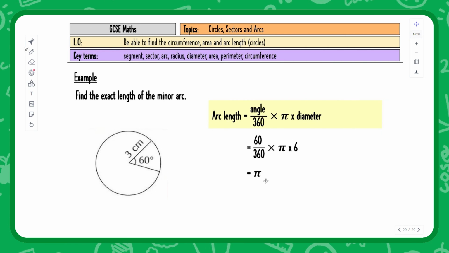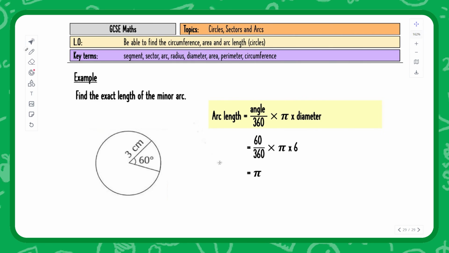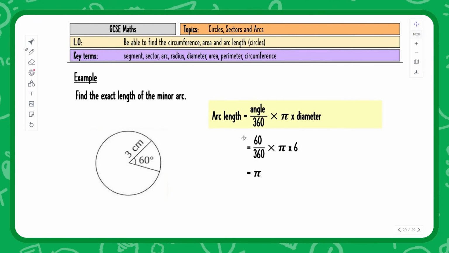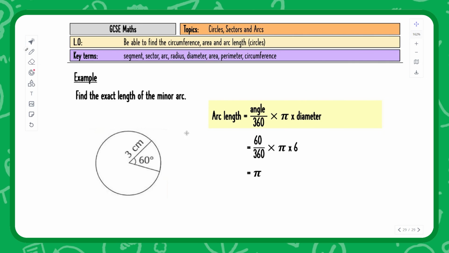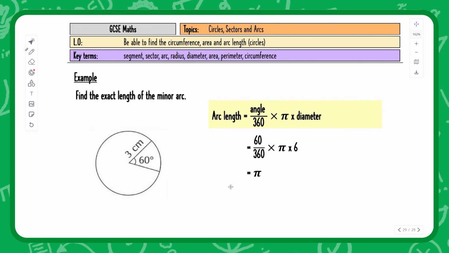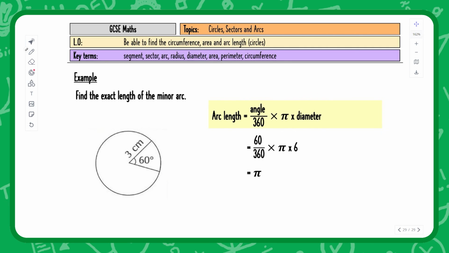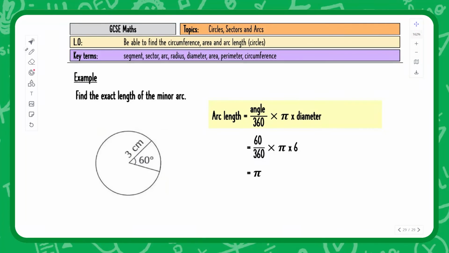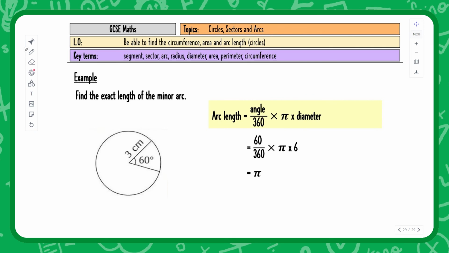I've left it in terms of pi. They haven't specified what to leave it as, so you can leave it in terms of pi. You can also leave it to 1dp. Now, if it doesn't state what to round it to and you end up rounding, you should always state your rounding. So for example, if you did do it to 1dp, then make sure you put in brackets that you did that to 1dp.